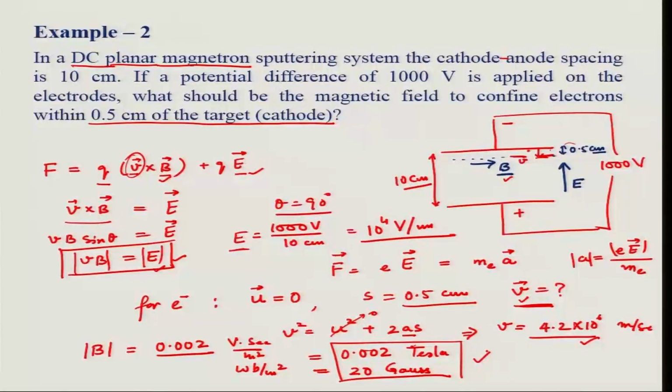Okay. So, this is my example 2 and I hope you understand how this electron dynamics in coupled magnetic and electric field works here, okay, for a magnetron.